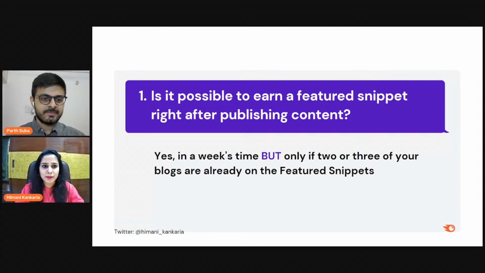Once you are on the featured snippets, Google does consider you an authoritative site. So maybe not tomorrow, maybe not in the first 7 days, or even 14 days, but if you follow the optimization process, you will definitely be on featured snippets in just 21 days. It's possible to achieve a featured snippet in a week's time, but only if you already have those 2-3 featured snippets ranking for your website.